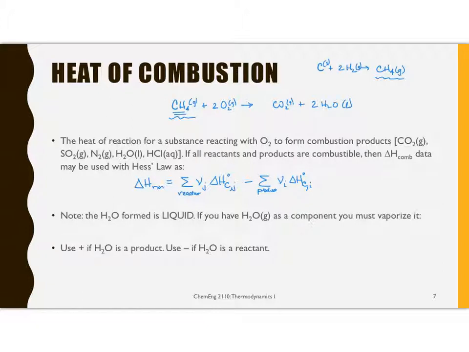Now, the water that's being formed is always liquid. If you have water as a vapor in your product stream, then you're going to need to vaporize it, and depending on where it shows up in your reaction, take the stoichiometric coefficient times 44.01 kilojoules per mole, and add or subtract based on whether it's a reactant or a product. It's going to be positive when it's a product, negative when it is a reactant.